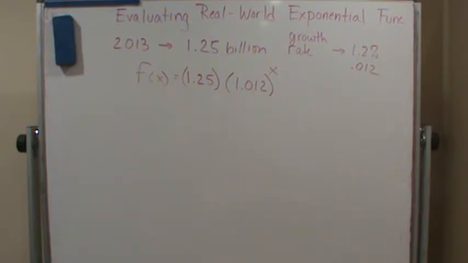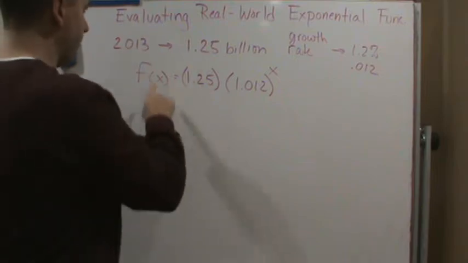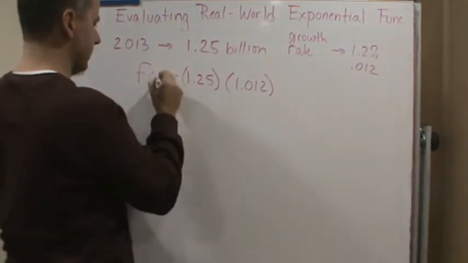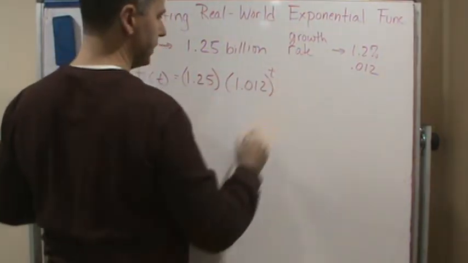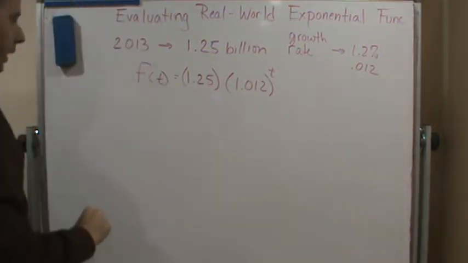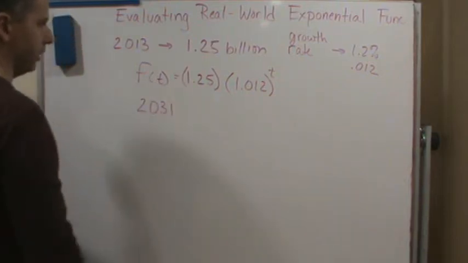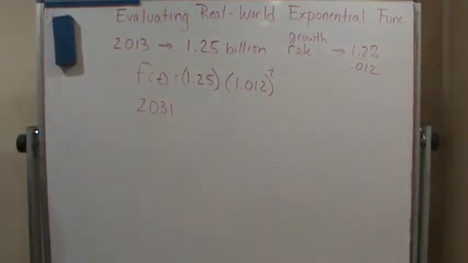We could use this to estimate or predict what the population is going to be in 2031. Again, we could look at this as t. Instead of x, which is more general, let's say this is t for years. So t is the number of years. And let's say we want to know what this is going to look like in 2031.